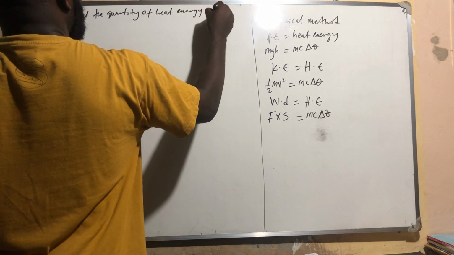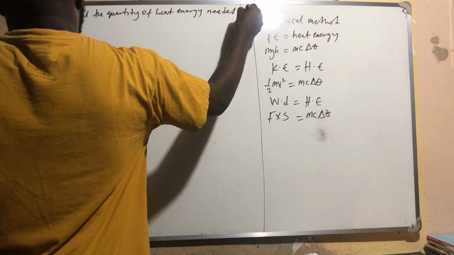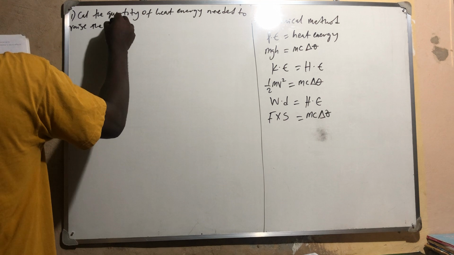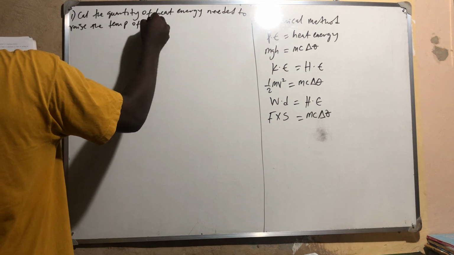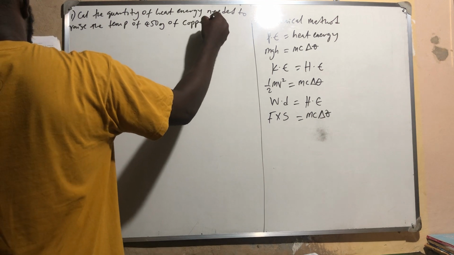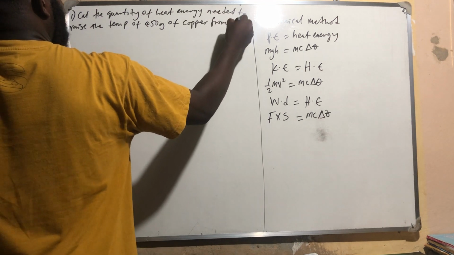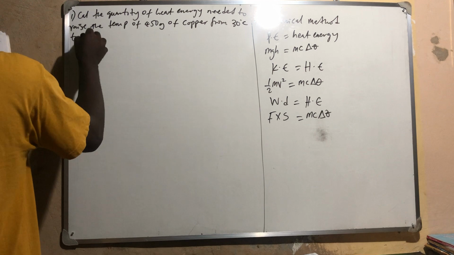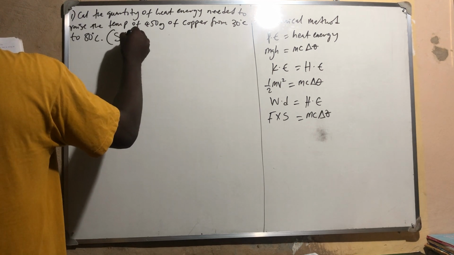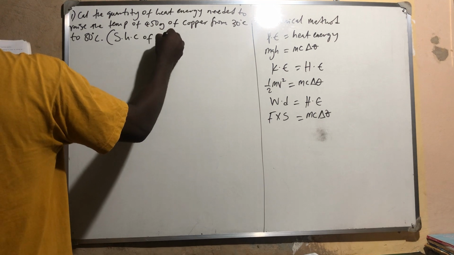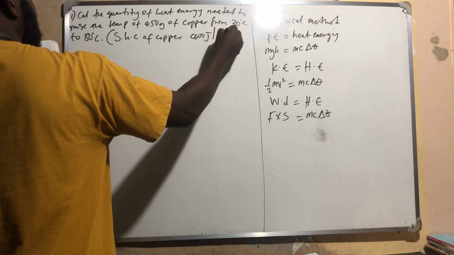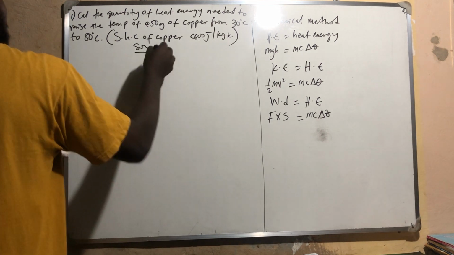Calculate the quantity of heat energy needed to raise the temperature of 450 gram of copper from 30 degrees Celsius to 80 degrees Celsius. Take the specific heat capacity of copper to be 400 joule per kg per Kelvin. Solution.